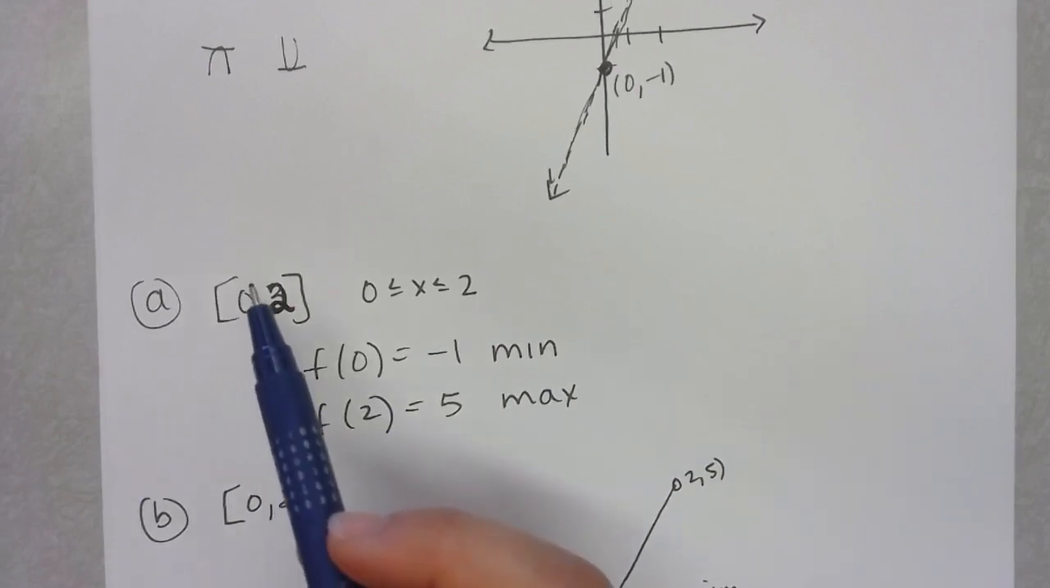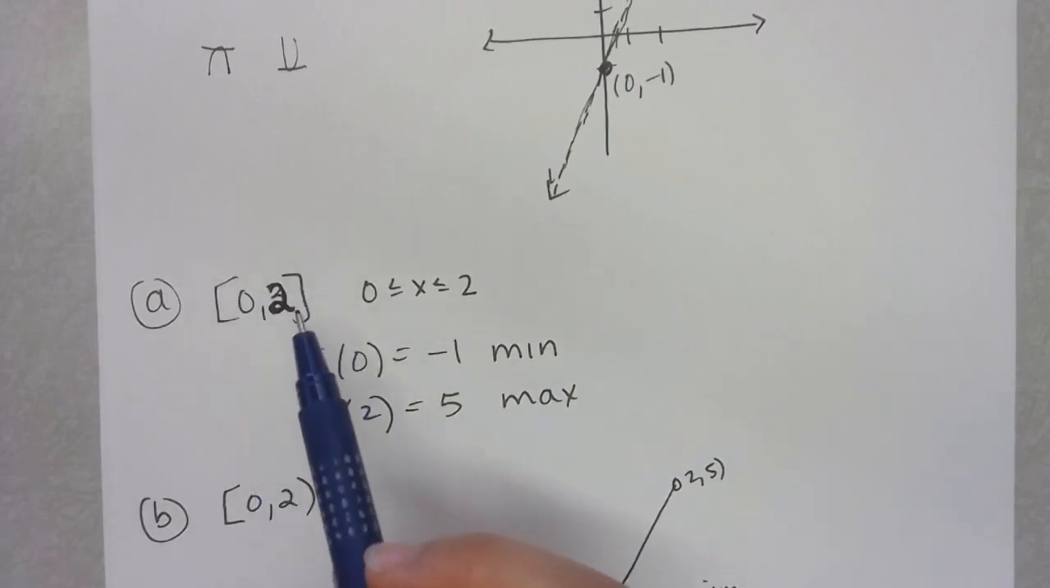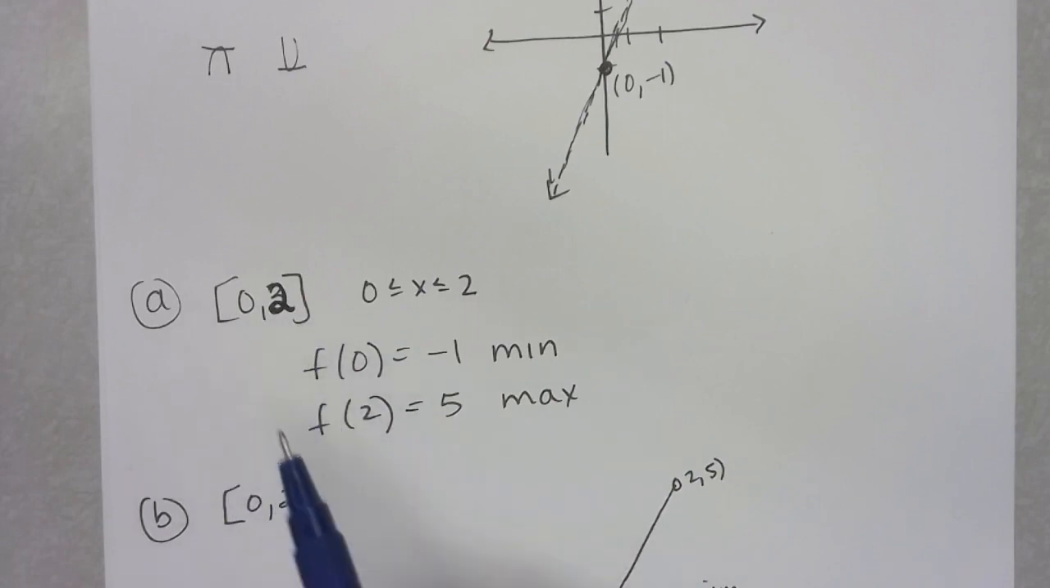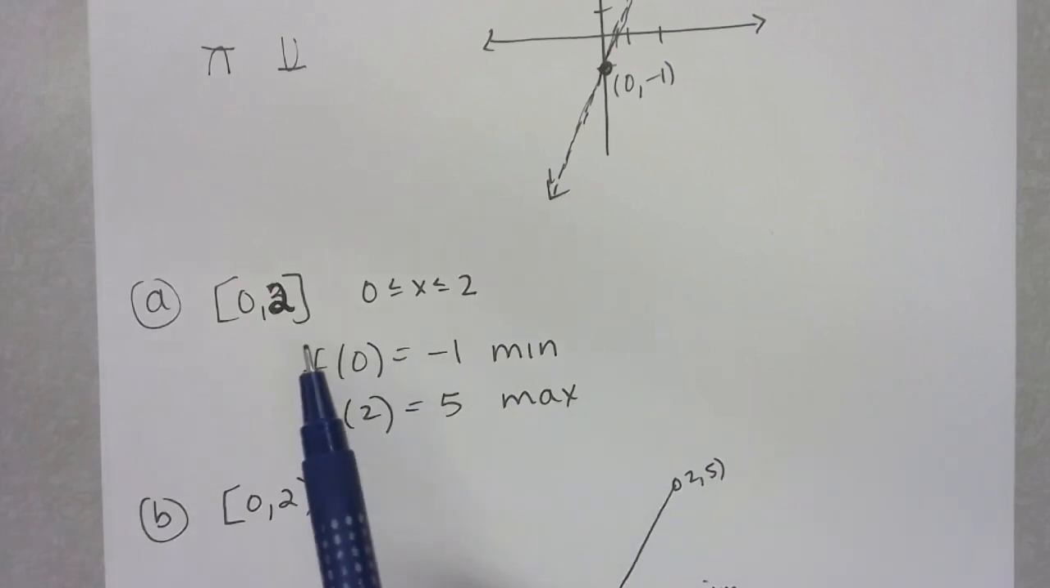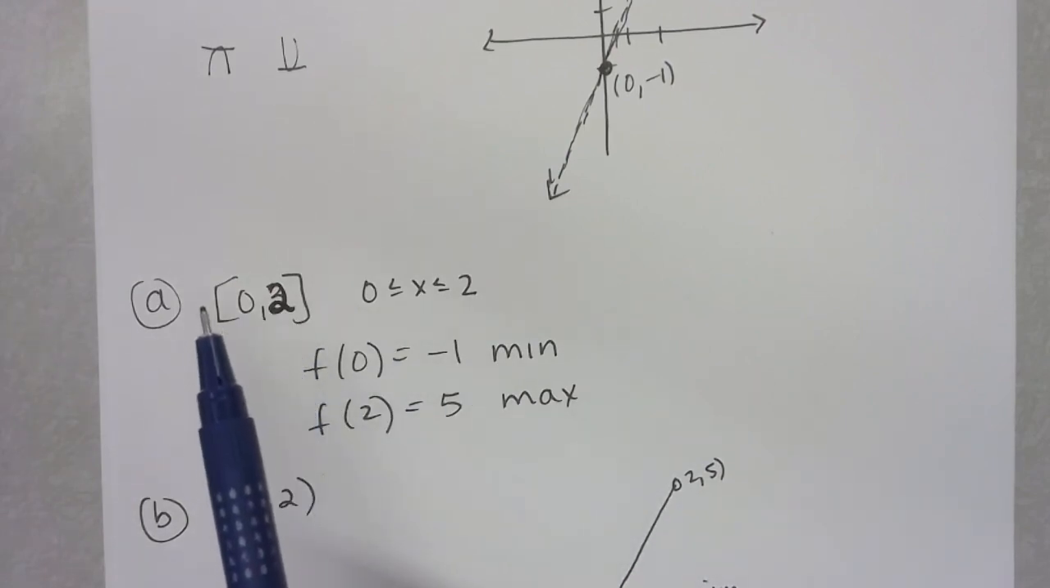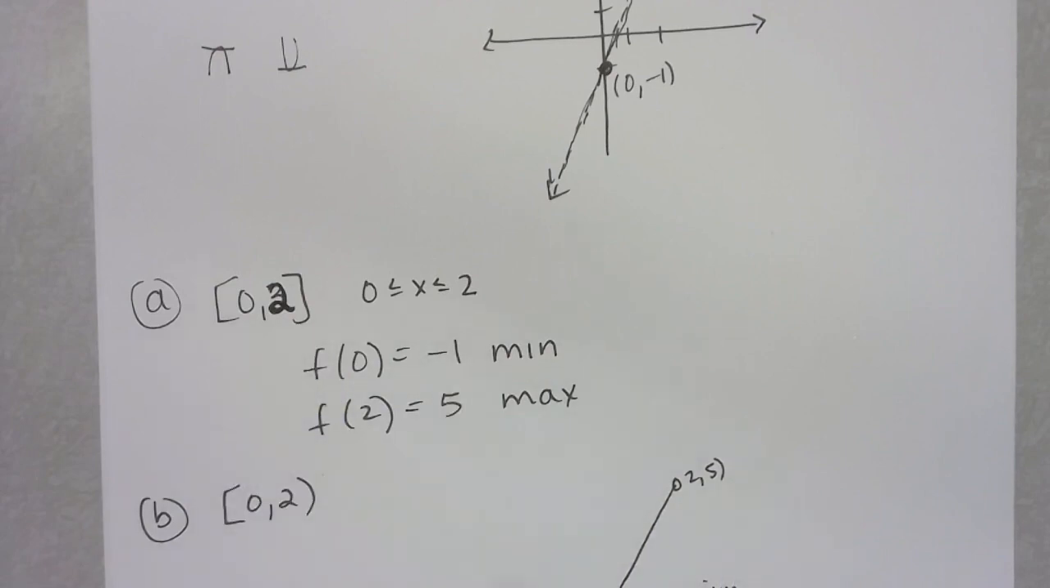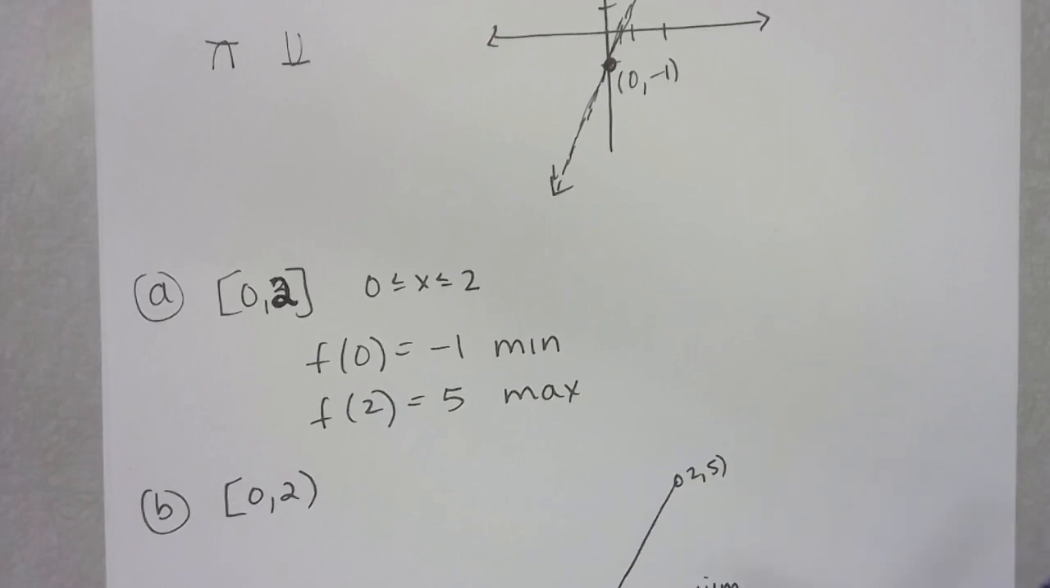I'm trying to reinforce that I'm only guaranteed a min and a max when I include both endpoints. I could still have a min and a max depending on what my graph looks like, but I'm only guaranteed one when the interval is closed, meaning it includes the endpoints. So here, where the 2 isn't included, I have a min but no max.